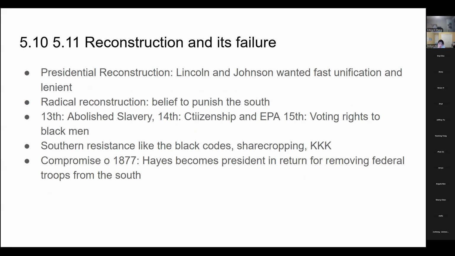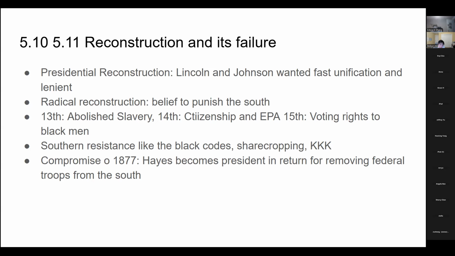All right, and then this is the last one for today. It's about Reconstruction and why it failed. So pretty much there were two approaches to Reconstruction, right? The first one is presidential Reconstruction, and Lincoln and his Vice President Johnson both wanted this. It was a fast unification. It was very lenient on the South, not too much punishment. And then the other belief was radical Reconstruction, which wanted to significantly punish the South because of what they did.